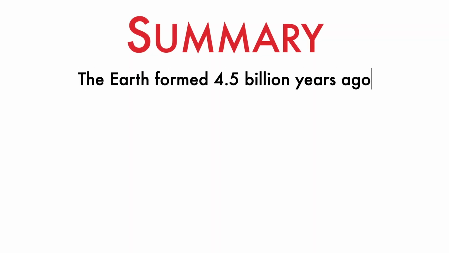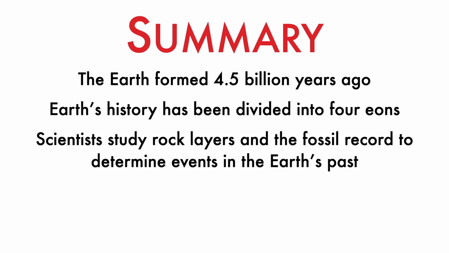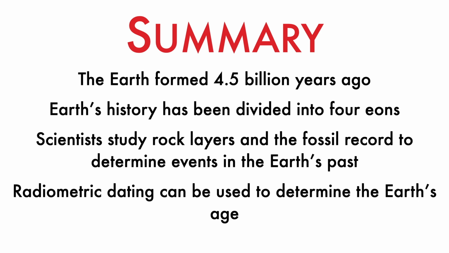So to recap, the Earth formed approximately 4.5 billion years ago during the birth of our solar system. Earth has experienced many changes during the subsequent history that can be categorized within its 4 eons. Scientists study rock layers and the fossil record to determine the scope and sequence of events that occurred in Earth's past, and radiometric dating can reveal the age of Earth's materials and even the age of Earth itself.